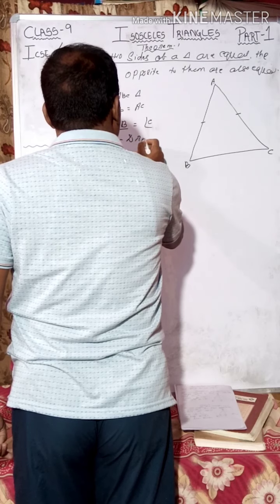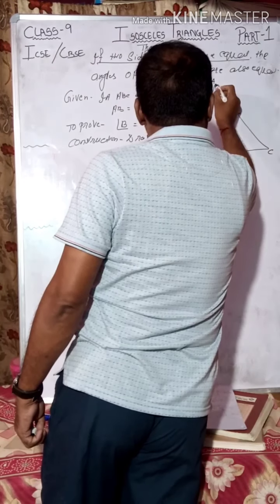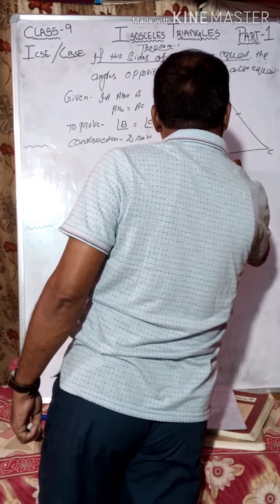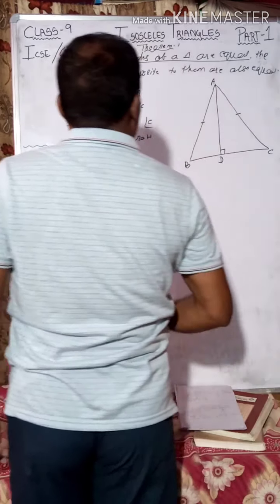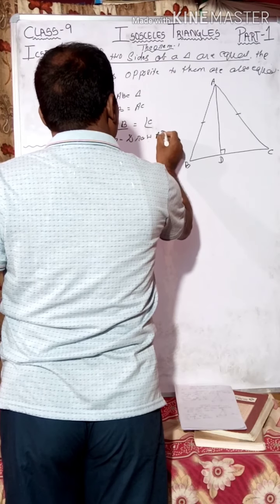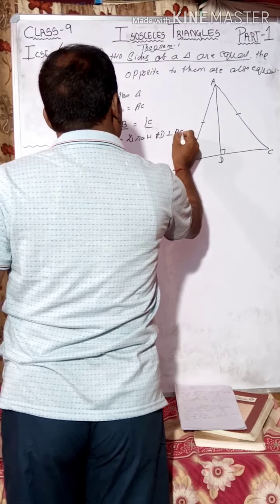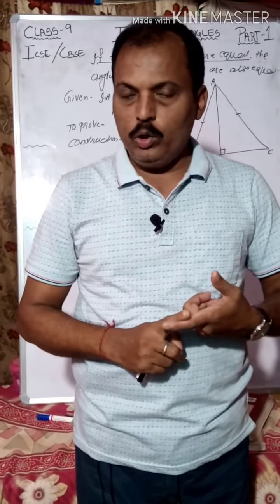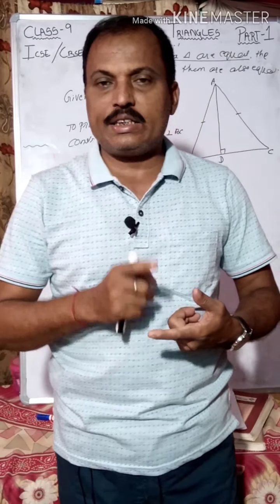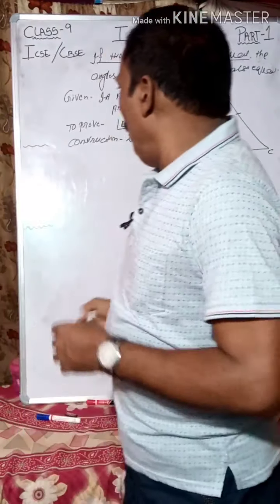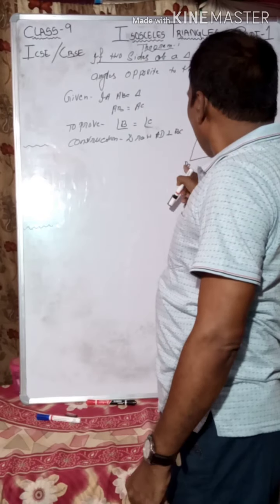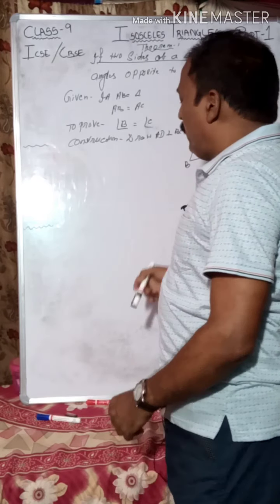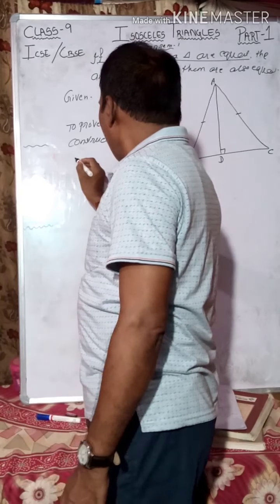Draw a perpendicular. Draw AD perpendicular to BC. Draw AD which is perpendicular to BC. We know perpendicular, height, distance are the same things, altitude. The AD is perpendicular to BC. Now the proof.